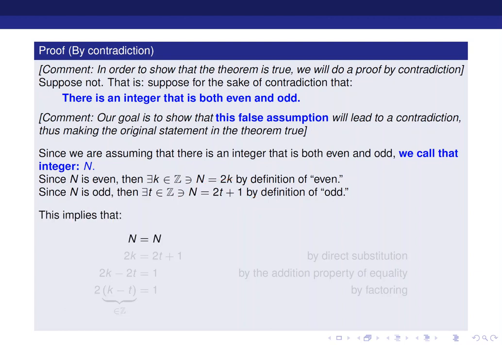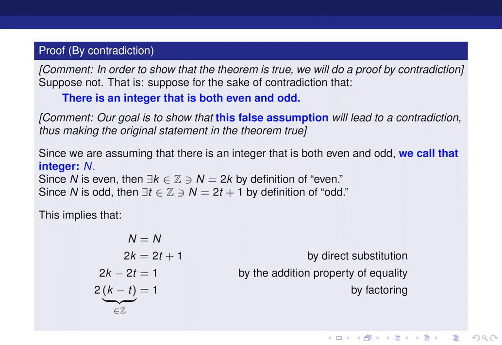Okay, but wait a second. The first n and the second n are the same number, so that means that we can set them up to be equal to one another. And by direct substitution, we can replace the 2k first and the 2t plus 1 next. And subtracting 2t from both sides, we get 2 times k minus t equal to 1. This is just simply by factoring the 2's.